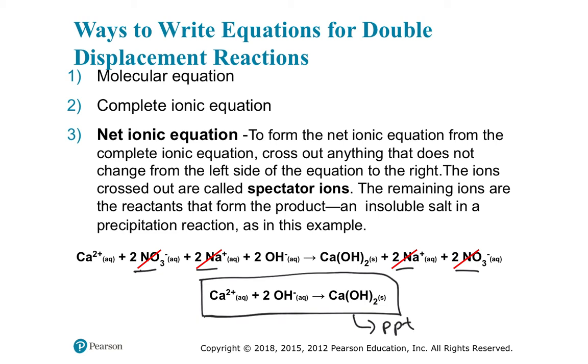So you should notice again that the equation stays balanced. The net ionic equation can be used to summarize large numbers of similar equations. In this case, any soluble compound containing a calcium ion will react with any soluble compound containing a hydroxide to form an insoluble calcium hydroxide.